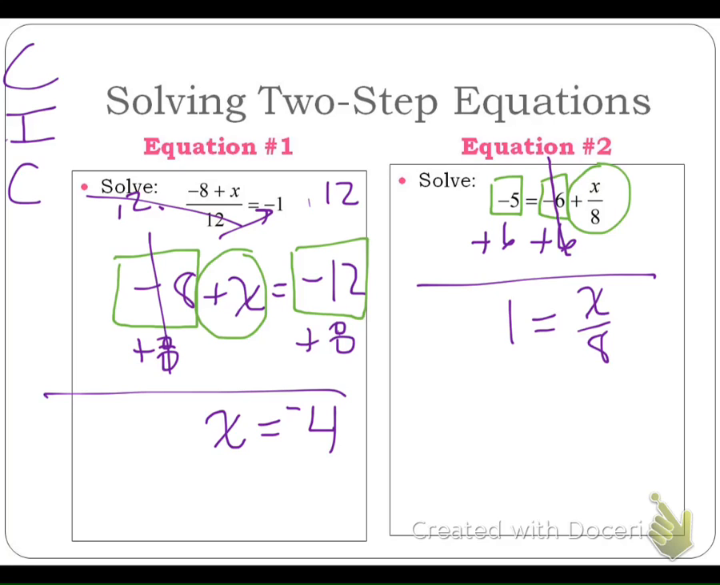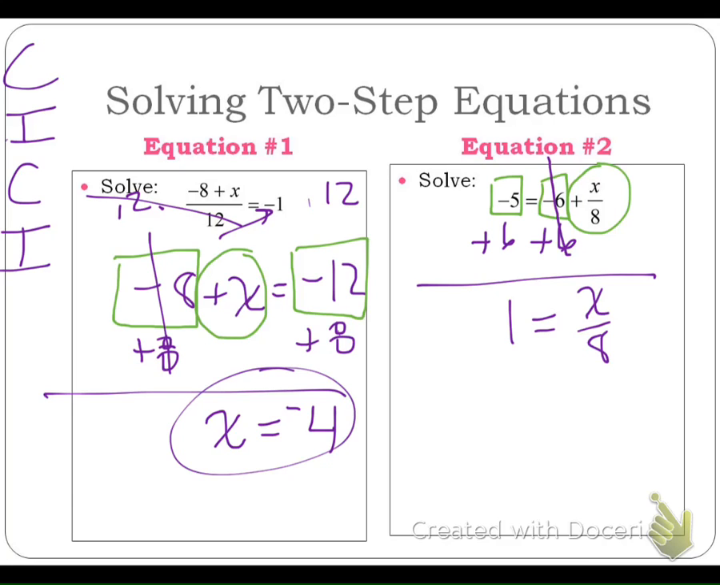Alright, our last step in solving equations is isolating our variable. Do you see the CI? Alright, so equation 1, our variable is already isolated. So equation 1, we're done. That's the answer. In equation 2, our variable is not by itself yet. There's an 8 that's under it.